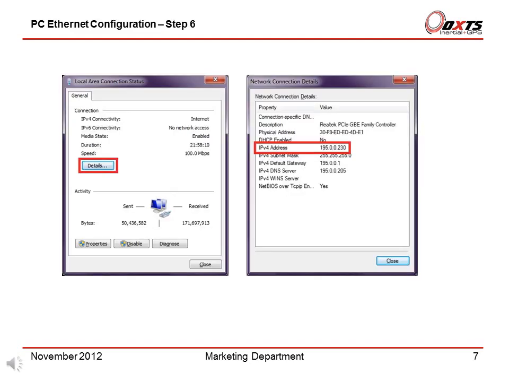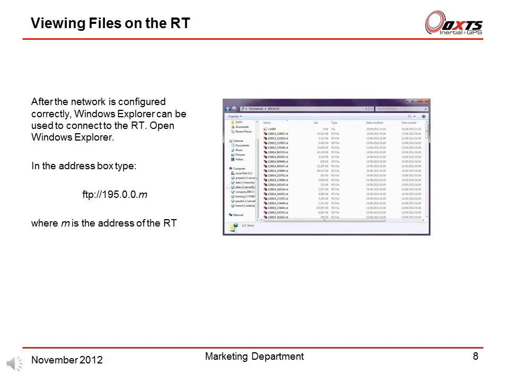Now let's look at step 6 of the PC Ethernet configuration. To check the new IP address of the laptop, it can be checked within the details window found in the local area connection status window for the port you configured. Now let's look at viewing the files on your RT. After a network is configured correctly, Windows Explorer can be used to connect to the RT.